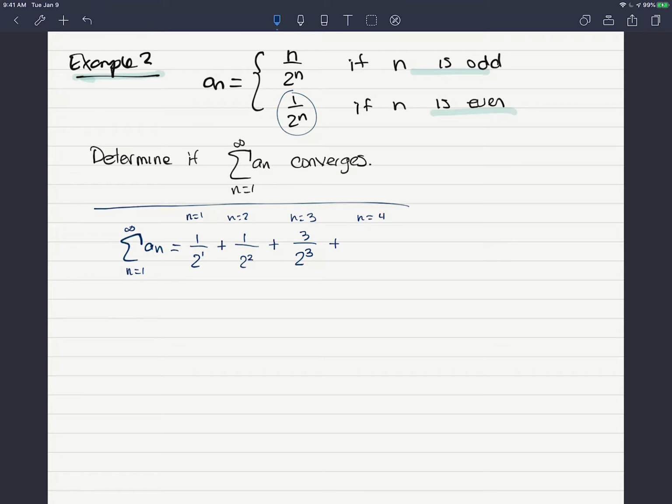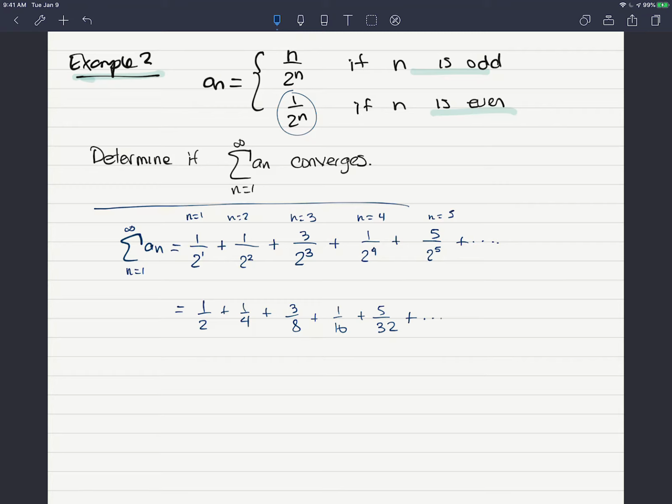So for n equals 4, I'm back to the evens. So it's 1 over 2 to the 4. Let me just write one more. When n equals 5, sorry, 5 over 2 to the 5. Okay, so I'm going to stop there and just put these points. So this looks like 1/2 plus a quarter plus 3/8 plus 1/16 plus 5 over 32.